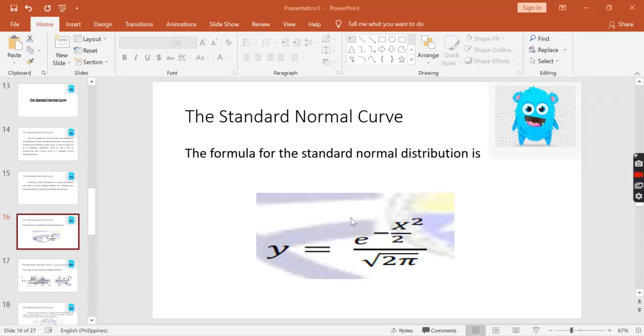We will not be discussing this anymore since we are focusing merely on the application of it. Now, if you want to understand it more deeply, then you can pursue a course in mathematics or statistics.